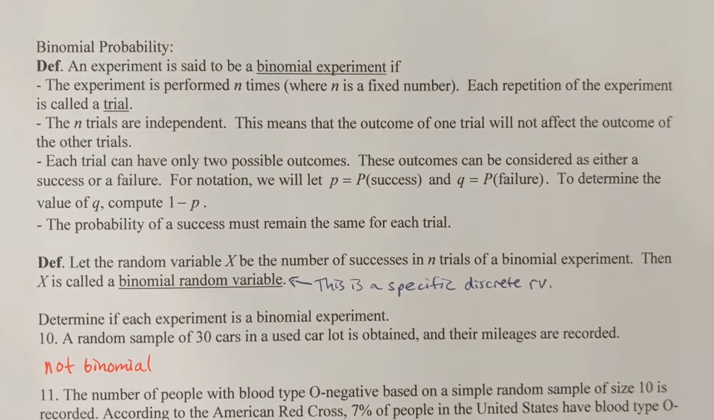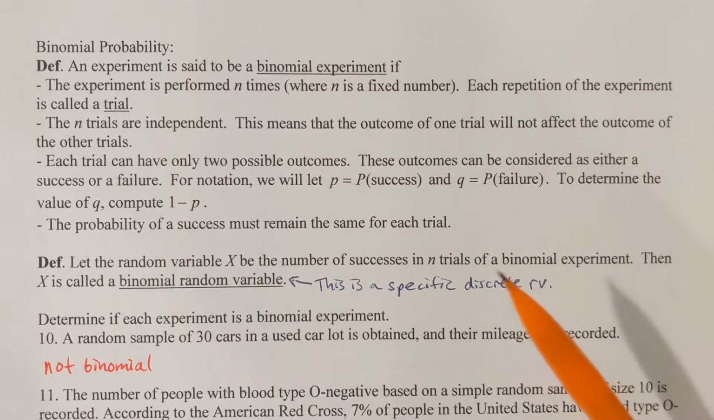Item 4 says the probability of a success must remain the same for each trial. Okay, so if I go back to the coin flipping example, it's a 50% chance that you would get heads, right? And if you flip the coin again, it's still 50% chance of getting heads. It doesn't change to be 30% or something like that, okay? So that probability has to stay the same on every single trial.